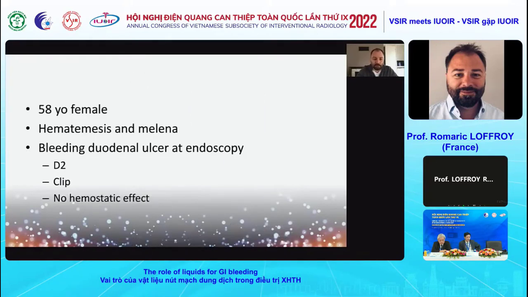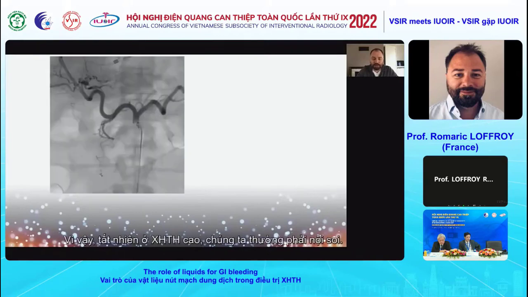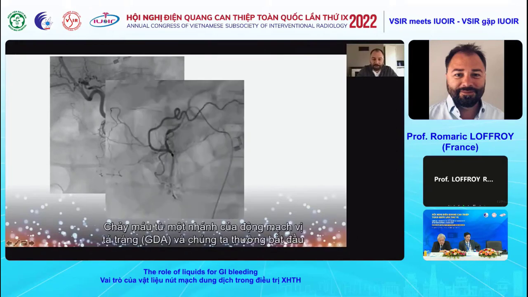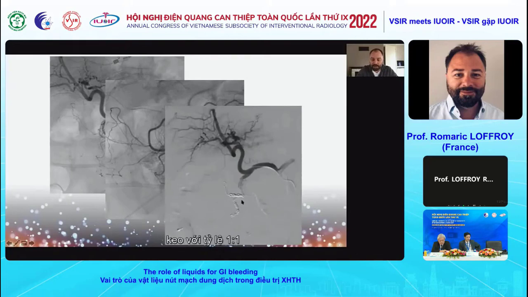So let me show you some examples here of hematemesis and melena from a bleeding duodenal ulcer at endoscopy. Of course, at the upper tract we usually have endoscopy. We can see the metallic clip here from a branch of the GDA, and then we usually start with proximal coiling of the right gastroepiploic artery to protect it and prevent distal embolization with liquids, and then we use a 1-to-1 ratio glue-Lipiodol in that case with a microcatheter to glue the rest of the GDA and the trunk and the main branches.